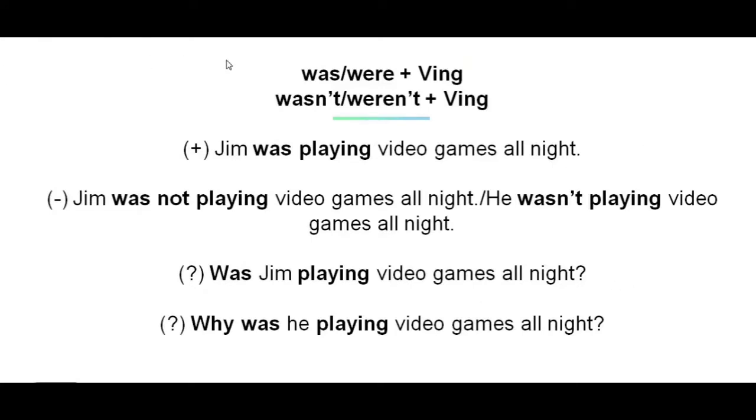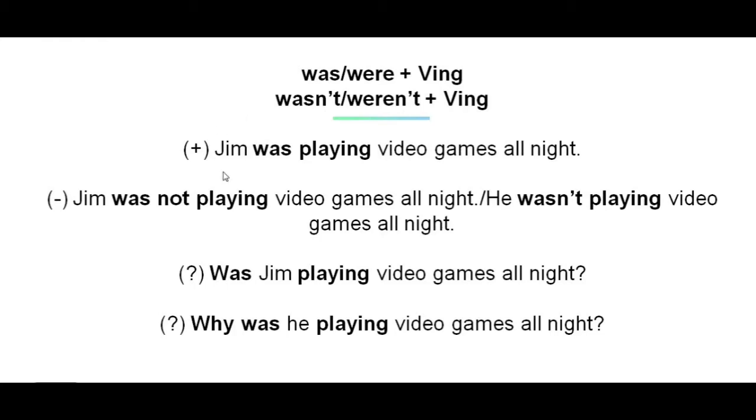Now, to form the past continuous tense, we use was or were plus verb-ing. Wasn't, weren't plus verb-ing. Have a look at the examples below.